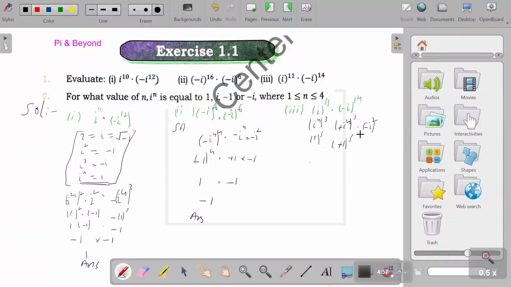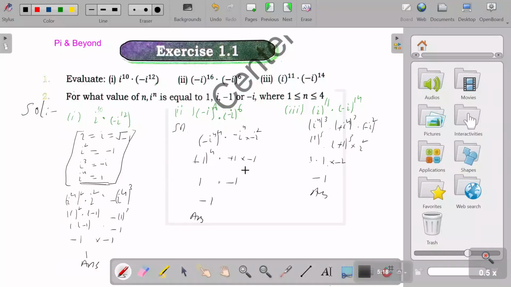so minus carries the power to positive and it will become plus, and iota square is equals to minus 1. In the next step we will write: this 1 cube is equals to 1, and iota square is equals to minus 1. So 1 times 1 is 1, 1 times 1 is 1, plus minus minus 1. This is the result of this solution.